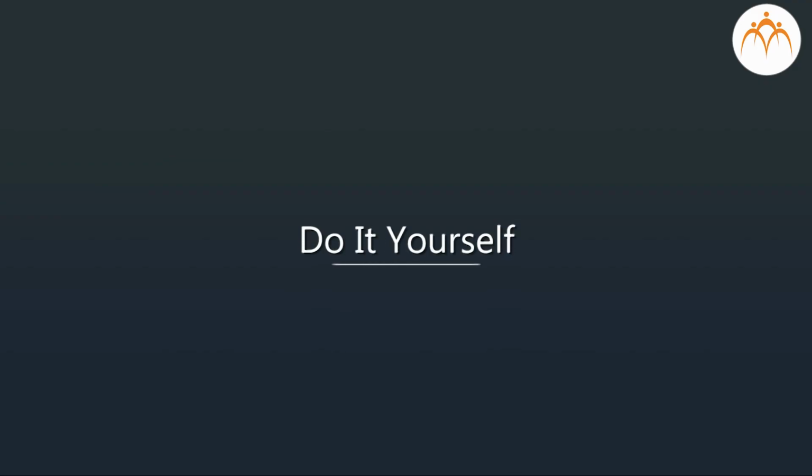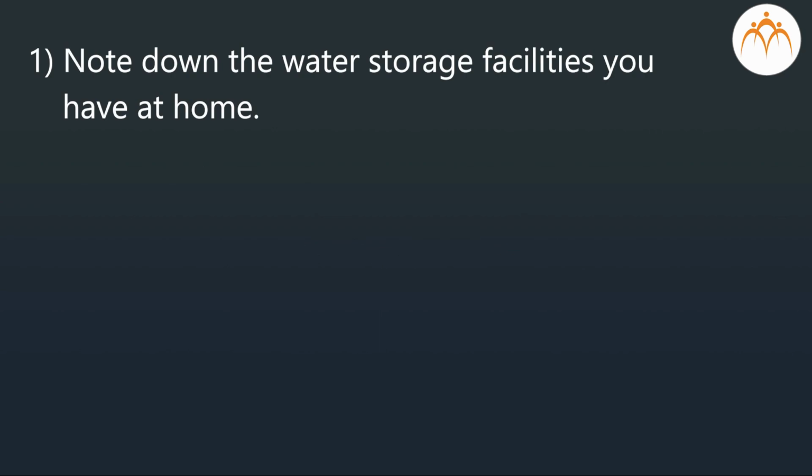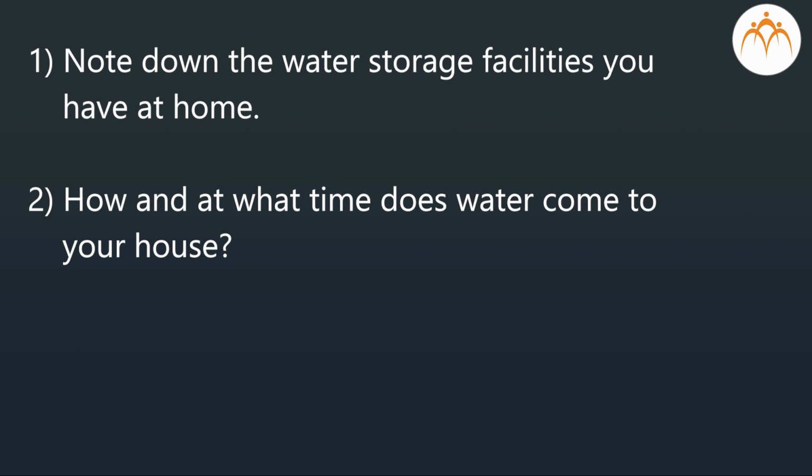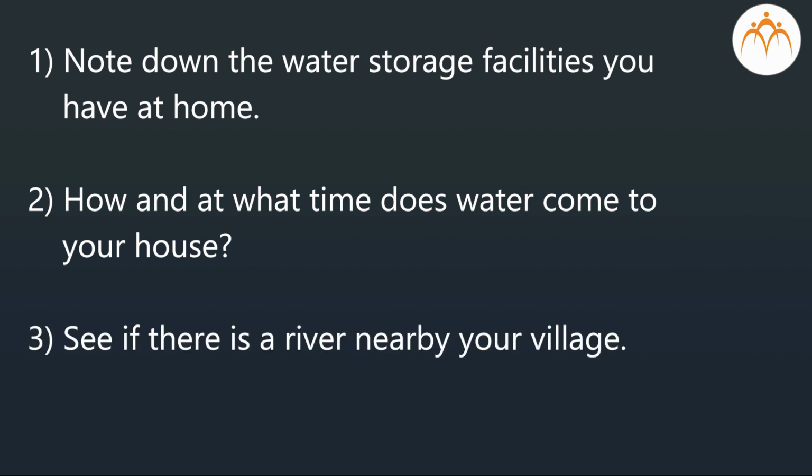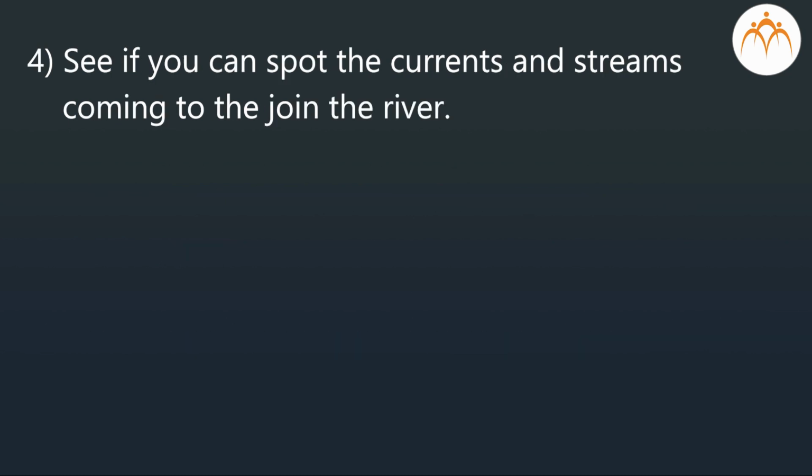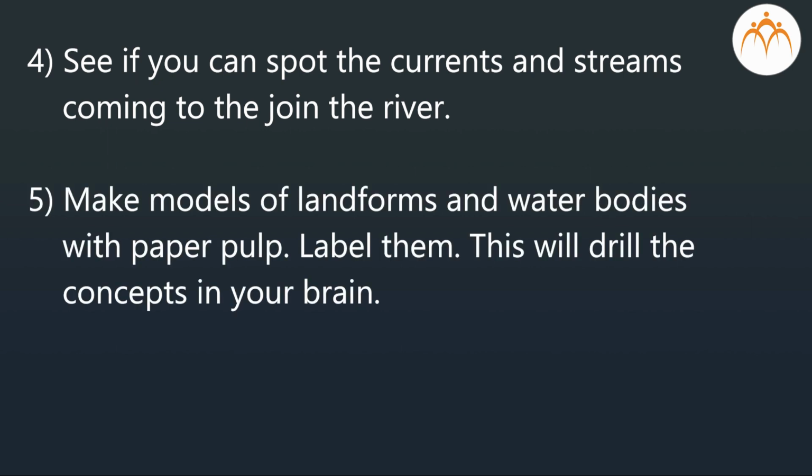Do it yourself. Note down the water storage facilities you have at home. How and at what time does water come to your house? See if there is a river nearby your village. See if you can spot the currents and streams coming to join the river. Make models of landforms and water bodies with paper pulp. Label them. This will drill the concepts in your brain.